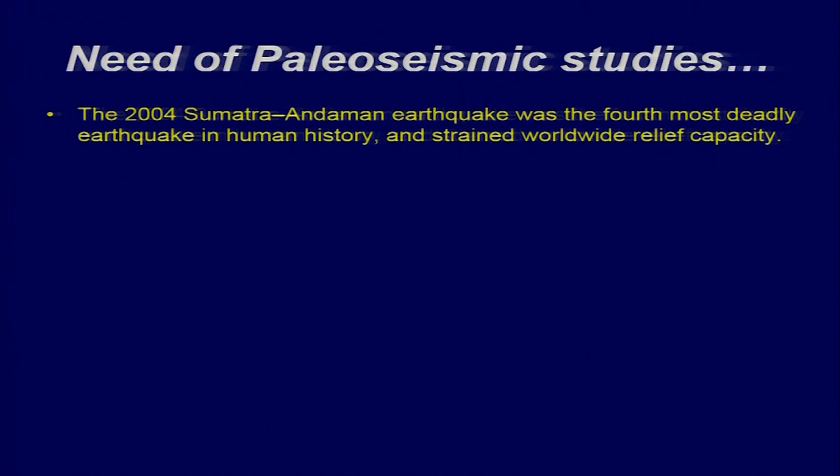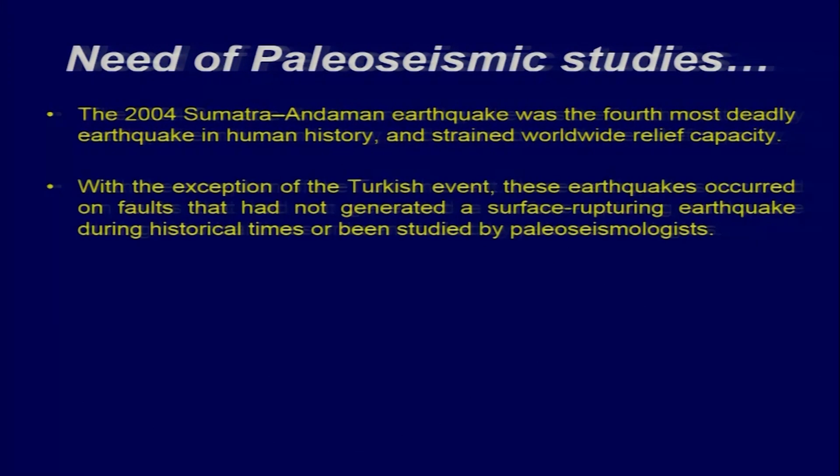Further, the 2004 Sumatra-Andaman earthquake was the fourth most deadly earthquake in human history, and it strained worldwide relief capacity. It was really a very damaging earthquake. Of course, after this earthquake, the Japanese people were quite alert to understand that a similar magnitude earthquake can occur in their region, and that happened in the 2011 Tohoku earthquake.